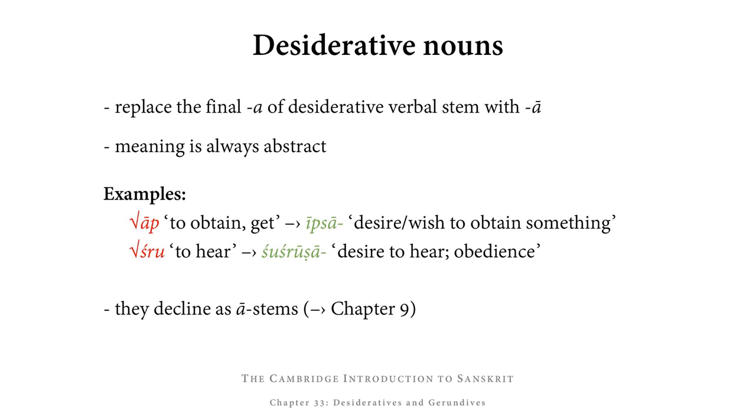Desiderative nouns, finally, are also formed from the same stem as desiderative verbs and adjectives, but the a that we have at the end of a desiderative verb stem needs to be replaced with ā to get to the desiderative noun. These desiderative nouns are declined as long ā stems, which were introduced in chapter 9, and their meaning is always abstract. So, for example, from ap, to get, to obtain, we get īpsā, the desire or wish to obtain something. From shru, to hear, we get shushrūṣā, the desire to hear, which is a word used to mean obedience.